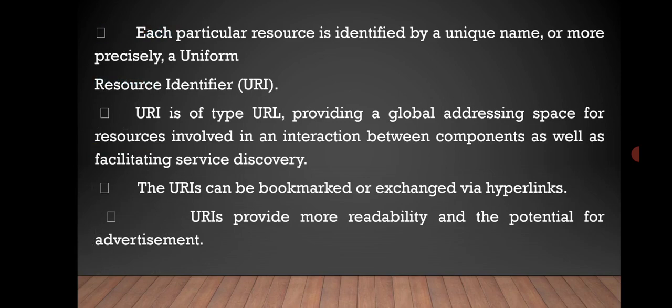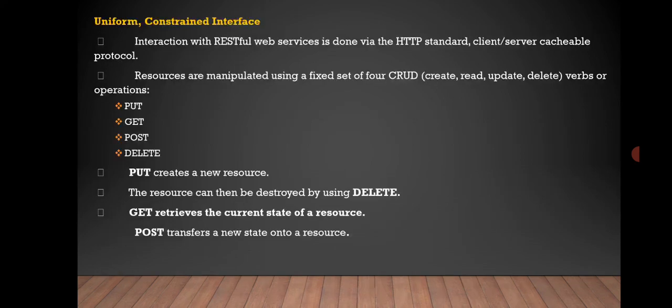Each particular resource is identified by a unique name, or more precisely by a uniform resource identifier, which we call URI. A URI is a type of URL, providing a global addressing space for resources involved in an interaction between the components, as well as facilitating service discovery. URIs can be bookmarked or exchanged via hyperlinks. URIs provide more readability and the potential for advertisement.